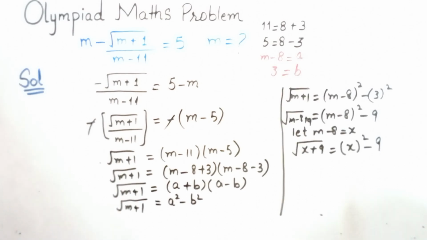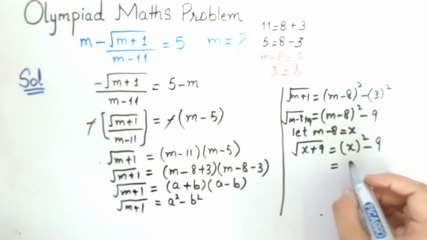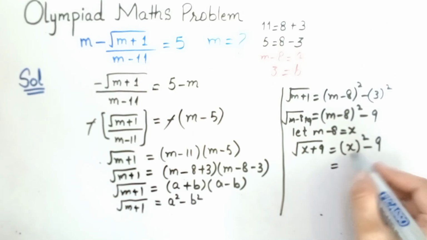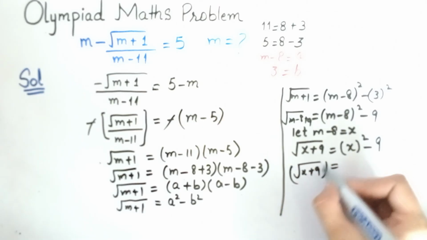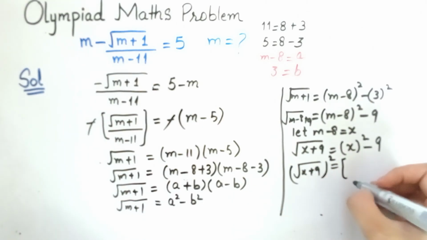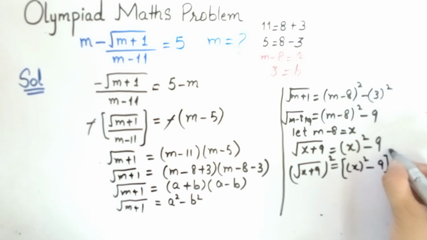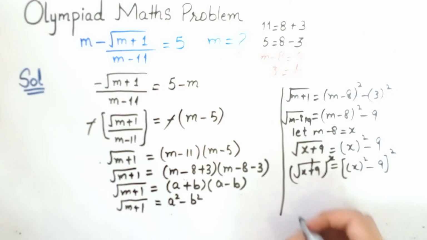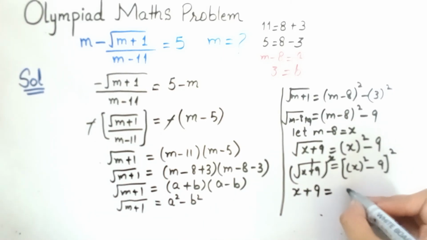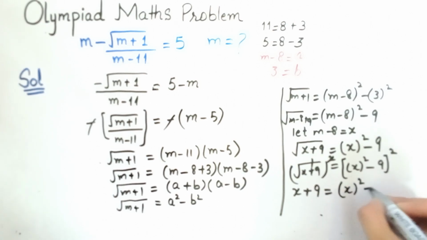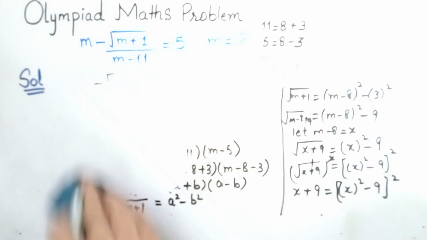So what will be the next step? By taking the square on both sides, we get (x plus 9) whole square on one side, and on this side when we take square we get (x square minus 9) whole square. This square is cancelled out and we get x plus 9 equals (x square minus 9) whole square. Now we will solve this further.